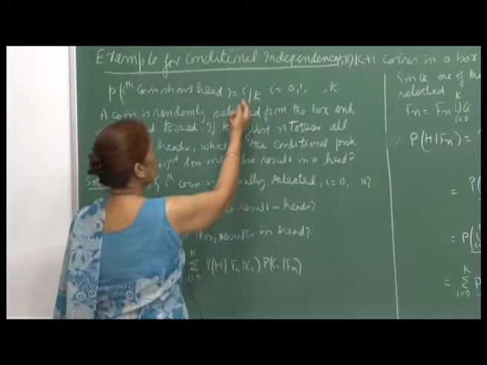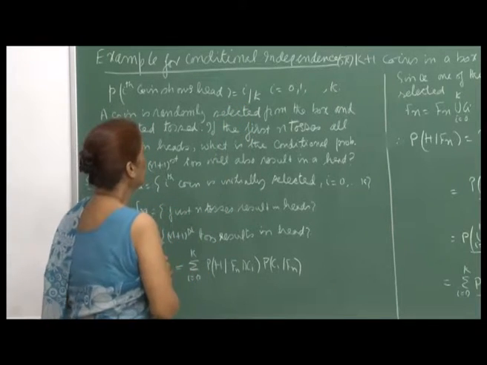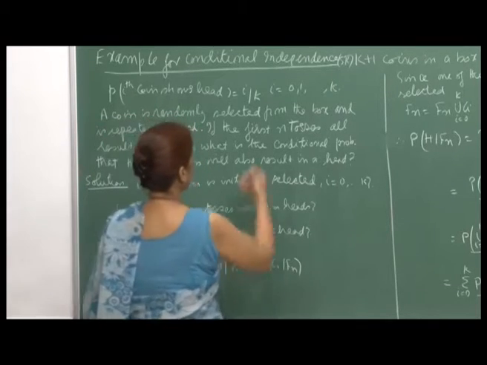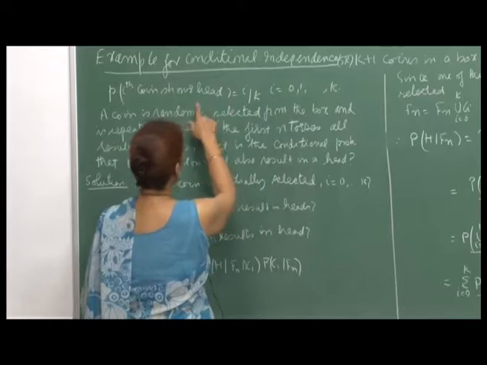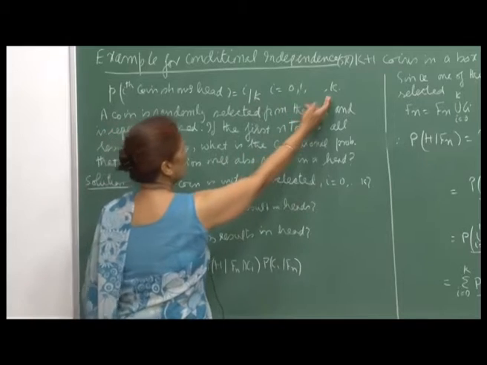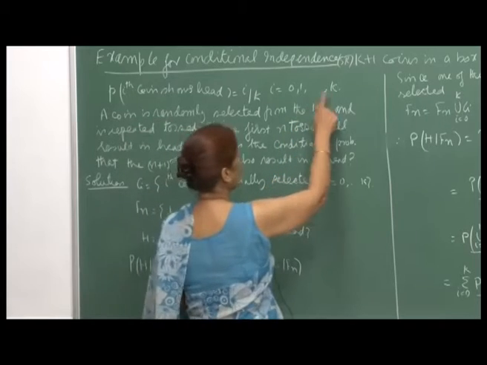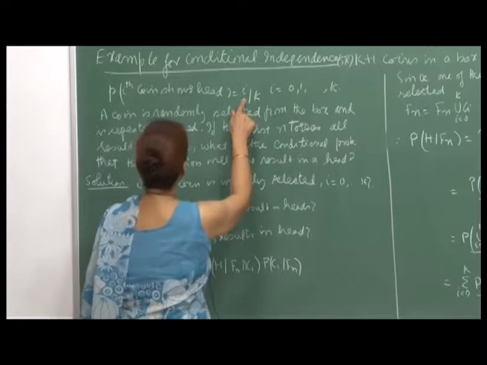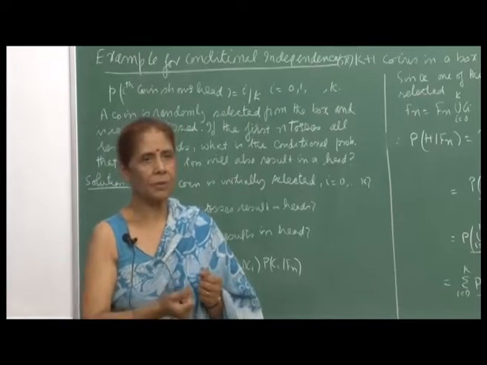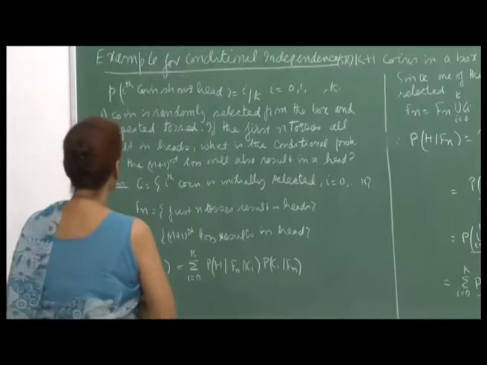So, that means when i is 0, if you pick up the 0th coin, then the probability of its showing a head is 0, which means both sides must be tails. If you happen to choose the second coin, the probability of its showing a head would be 2 by k. And similarly, if you choose the k plus 1th coin, which has the number k, then the probability of showing a head would be k by k, which is 1. So, probably this particular coin, the k plus 1th coin, has a head on both sides. Whatever it is, the situation is this.